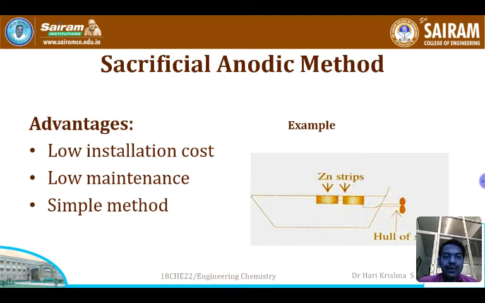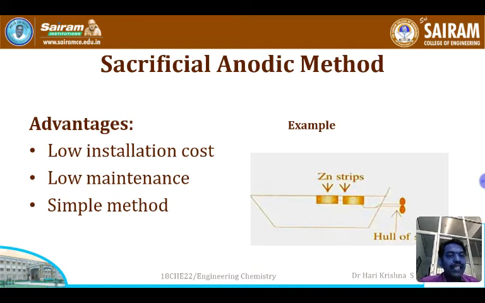When zinc undergoes corrosion, what will happen? Slowly zinc corrodes or dissolves. So once zinc starts corroding, what will happen? When you have a small part of the hull, you can remove that part and attach a new one. So in order to protect the base of this ship, the zinc is sacrificing itself. Since zinc is sacrificing and is an anode, it is called the sacrificial anodic method.